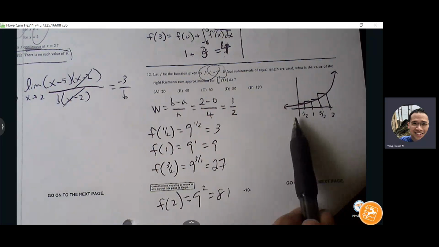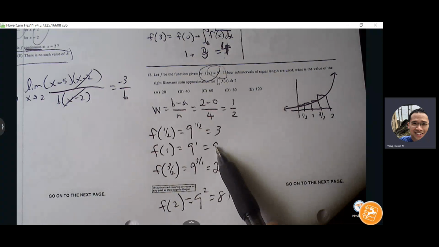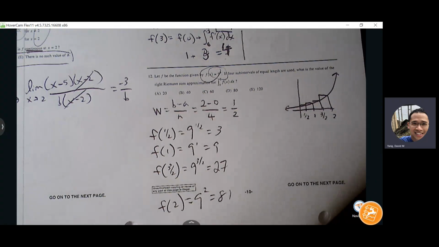So width times height, every width is 1/2. 1/2 times 3 is the first rectangle. 1/2 times 9 is the second rectangle. Third rectangle, 1/2 times 27. And then finally 1/2 times 81.